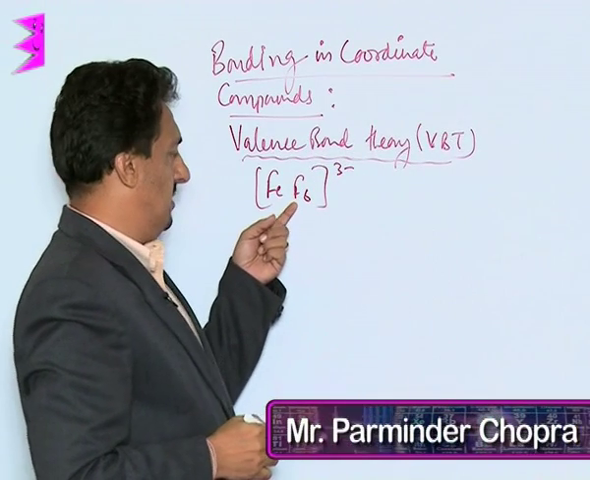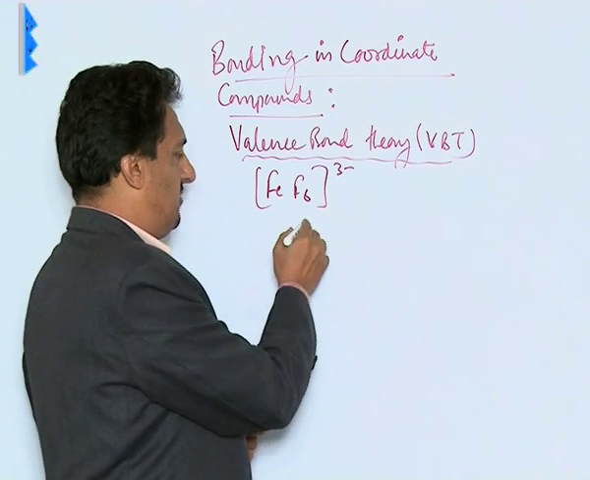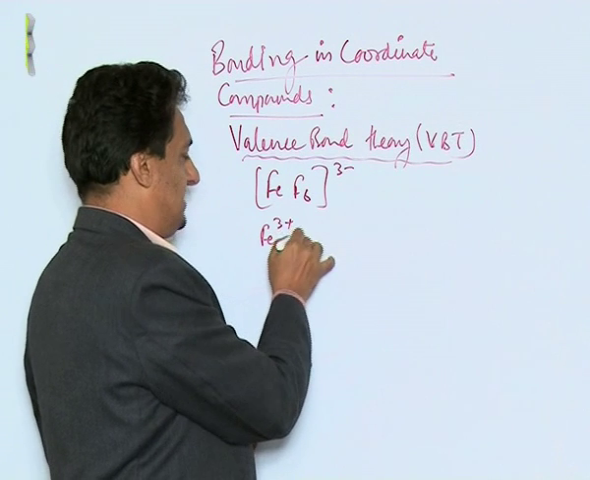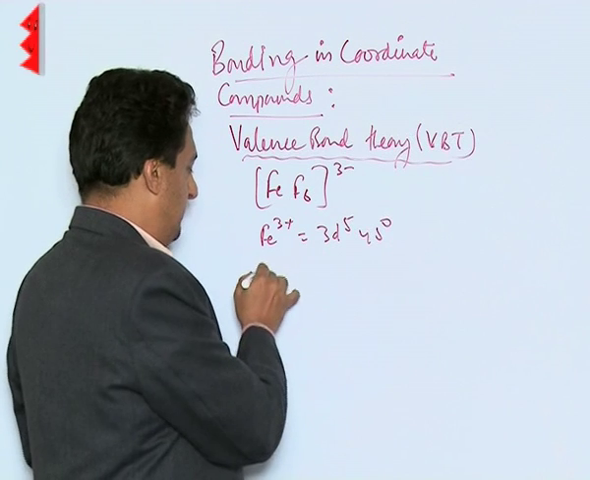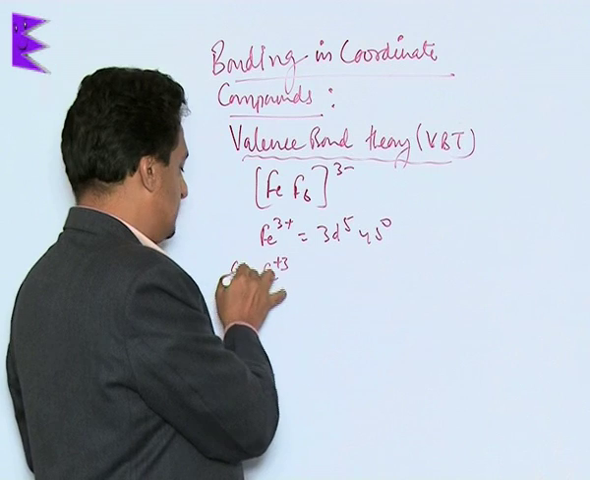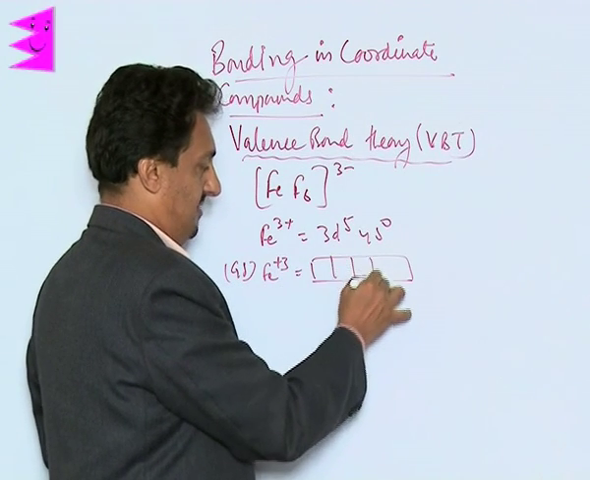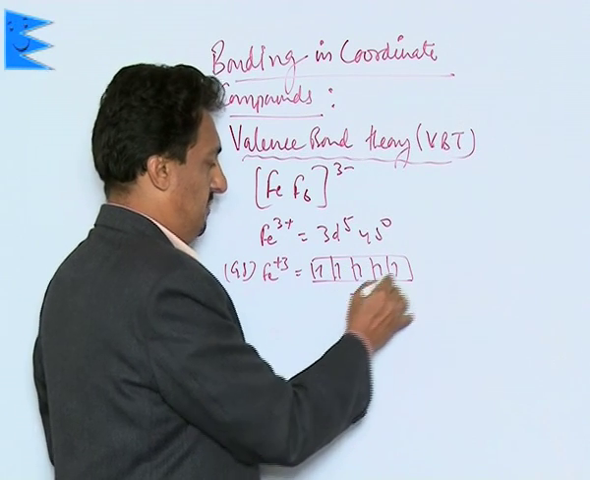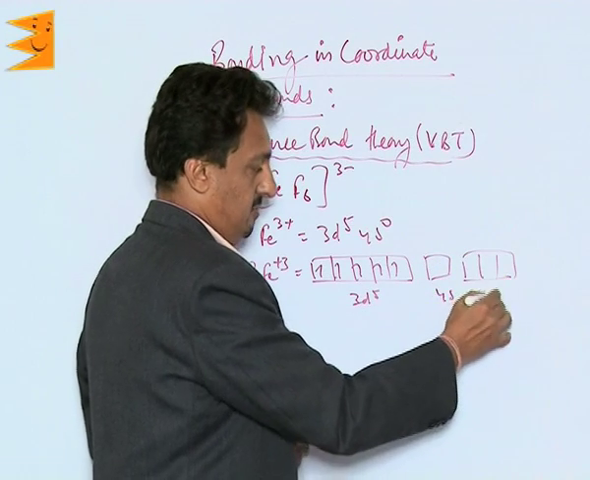This is your hexafluoridoferrate(III). In this case, what we find is Fe is in the 3+ state, so it is already 3d5 4s0. Now this 3d Fe3+ in ground state has a configuration in the box diagram represented like this. So we have 5 unpaired electrons, and 4s and 4p are empty.